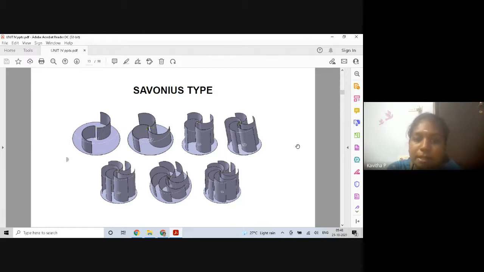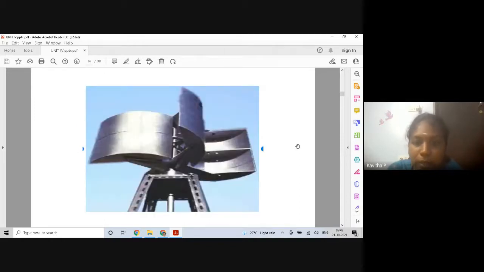Since all the blades are connected at one end, when wind hits any of the blades, a pressure difference is created in the wind turbine. Because of the pressure difference, a torque is created, which initiates a rotation in the wind turbine. So this is one practical photograph of a Savonius type wind blade, where the pressure difference is created and it starts rotating on its own.